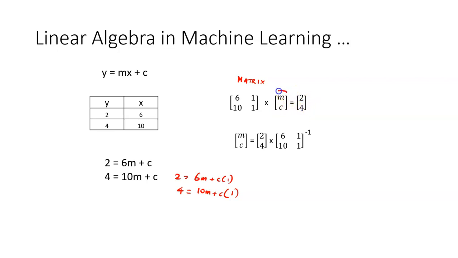So now I have to solve for m and c. So how will I solve for m and c? So m c equals 2 and 4, not 2 by 4, into this matrix to the power of minus 1. What does minus 1 indicate? Inverse, right? This is nothing but inverse, okay?